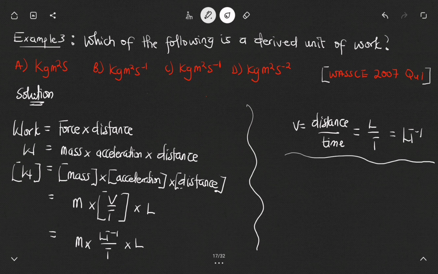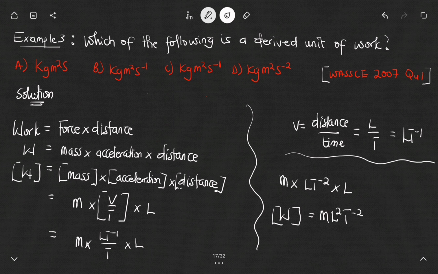Let me continue down here. I have M multiplied by LT minus 1 over T. If we send the T to the top, it also becomes minus 1. So we'll have LT minus 2 multiplied by L. From here, we know that the dimension for work will be equal to M, the L will multiply each other, we'll have L squared and then T to the power minus 2. Okay, so this is the dimension.